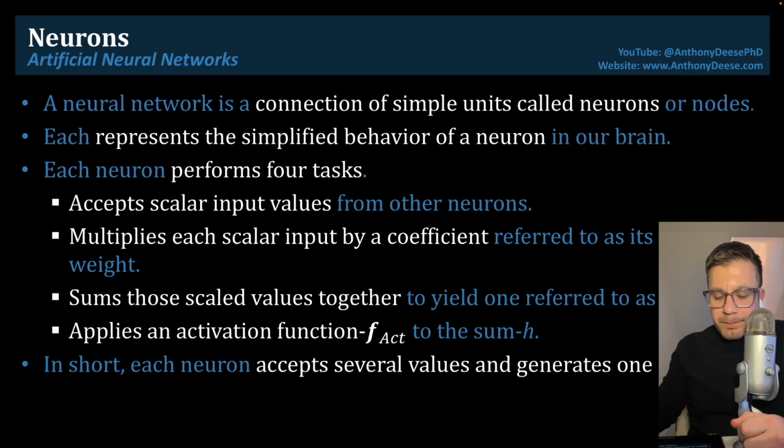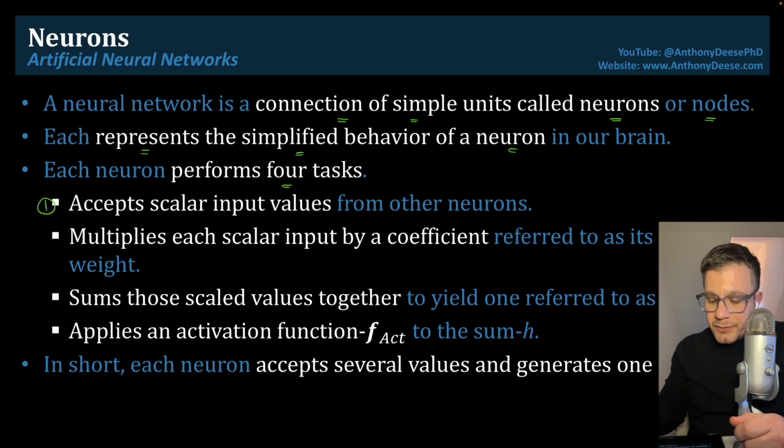So a neural network is a connection of simple units called neurons, and sometimes we'll refer to them as nodes. Each node or each neuron represents the simplified behavior of a real neuron in our brain. Now, I should preface this by saying it's very simplified. Each neuron or node performs 4 tasks, more or less.